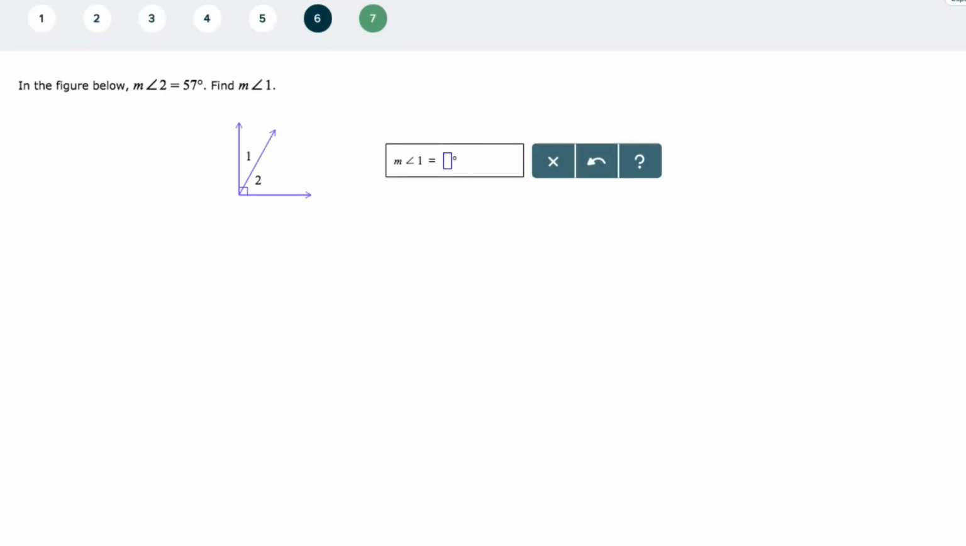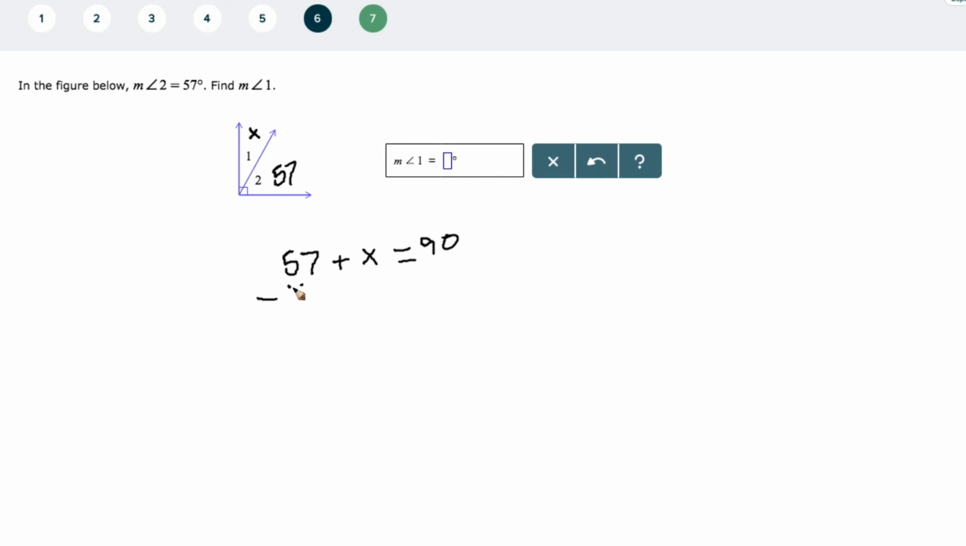Number 6, the measure of angle 2 is 57 degrees. Find the measure of angle 1. Well, this little box right here tells us that the whole thing is 90 degrees. If this is 90 degrees, we just take 90 minus 57, and that gives us the other one, because we know that angle 2 plus angle 1 has to equal 90 degrees. And if we know that the measure of angle 2 is 57, we don't know what angle 1 is, but we know that 57 plus angle 1 has to equal 90.